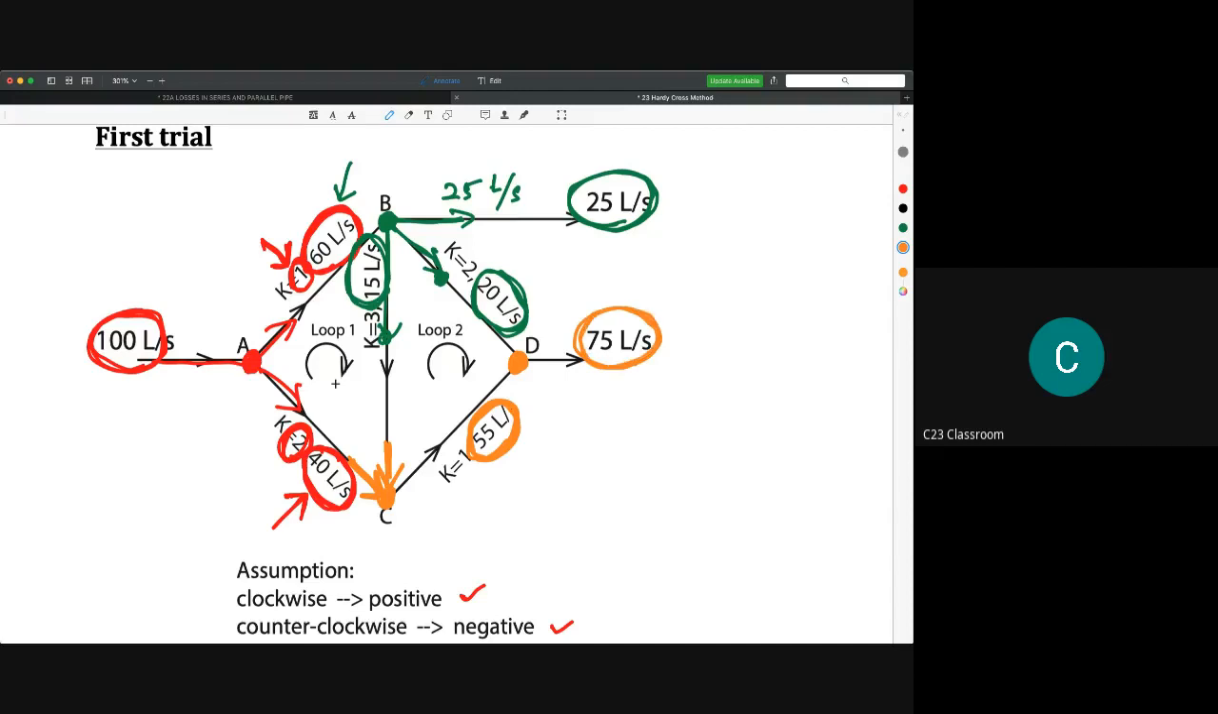Okay, you must understand that the flow rate shows the conservation of mass, so it cannot disappear along the pipe. So the conservation of mass, or the flow rate, must be conserved. So the flow rate at the inlet must be equal to the flow rate at the outlet.